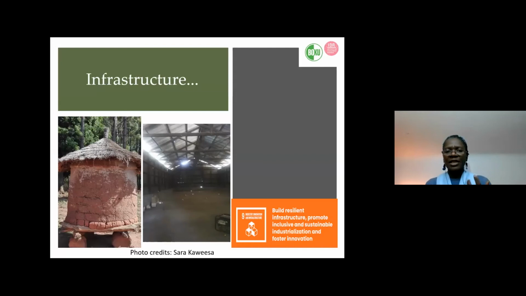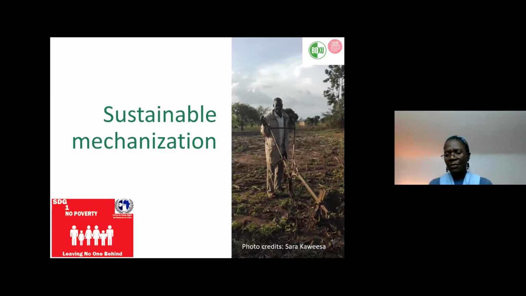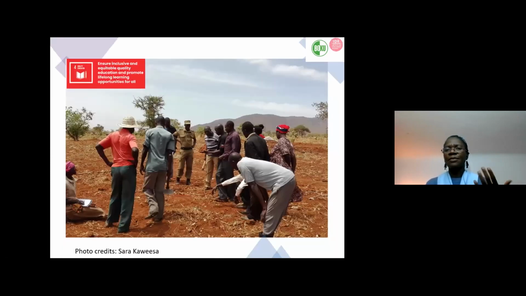Infrastructure is another problem. There's need for building resilient infrastructure. This includes storage facilities such as bulking centers. Power is also a problem. Most of the farmers are using generators, but not many can afford them to, for example, husk their maize and other produce. Sustainable mechanization is another one. If we are to leave no one behind, some tools are really outdated and they need to be replaced with appropriate tools. And then the other thing is providing lifelong learning opportunities, women and men in the fields speaking the language that they understand.